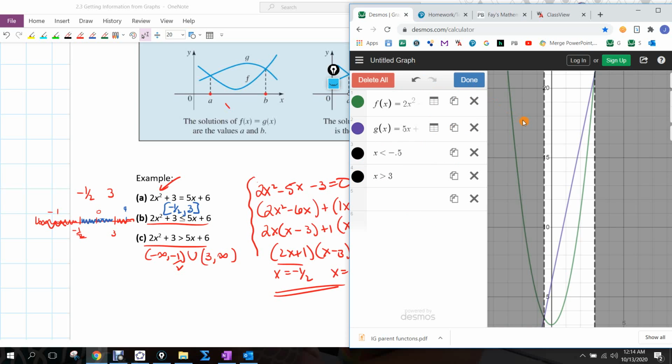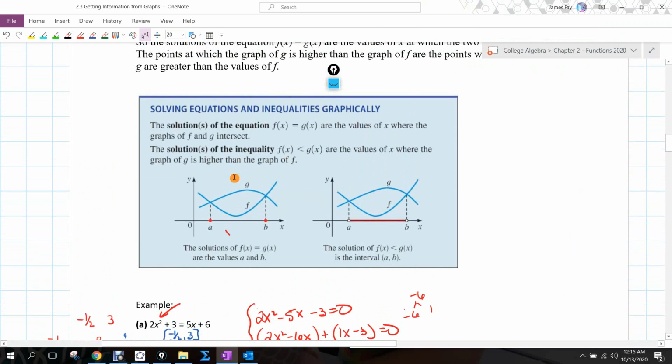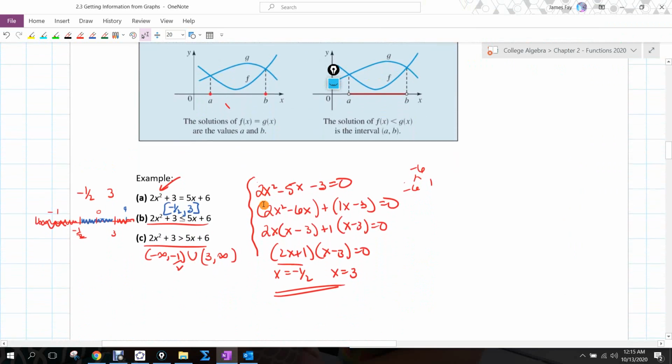Alright, so ignore the gray stuff and just look at the stuff in here that is white. Would you agree that for any x value that I choose, the purple is on top of the green? So the purple, which would have been the 5x plus 6, is greater than the 2x squared plus 3. But those inequalities are determined first by where things are equal. Then everywhere else they're unequal.